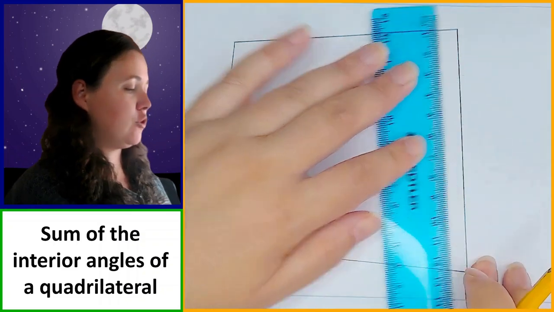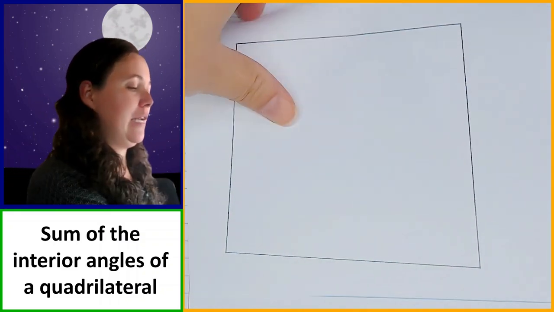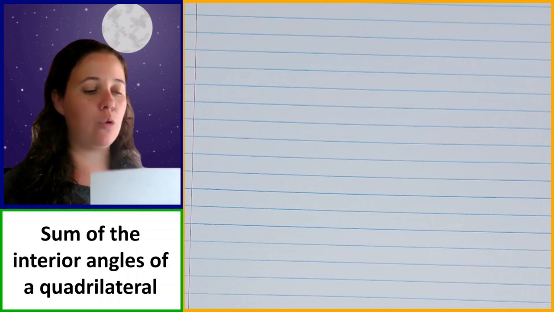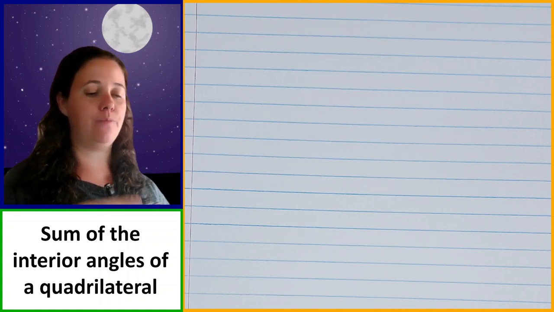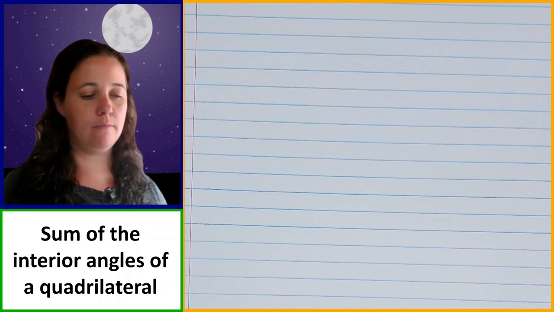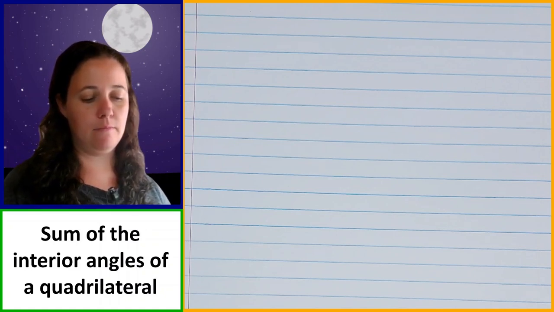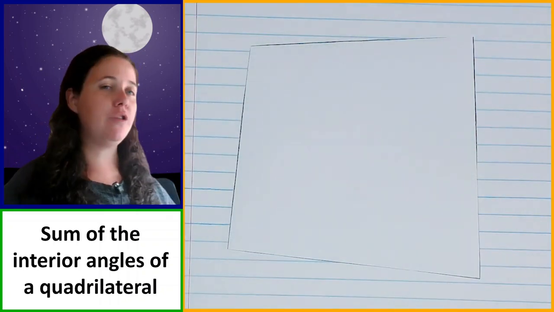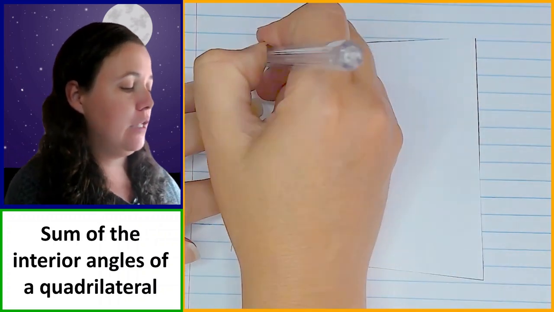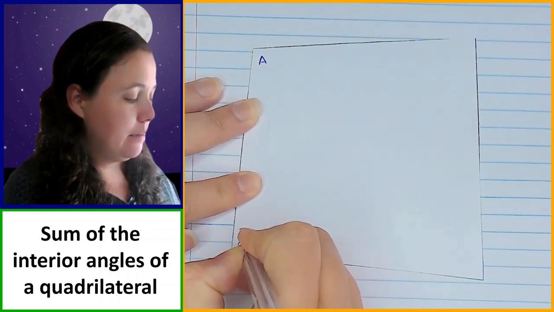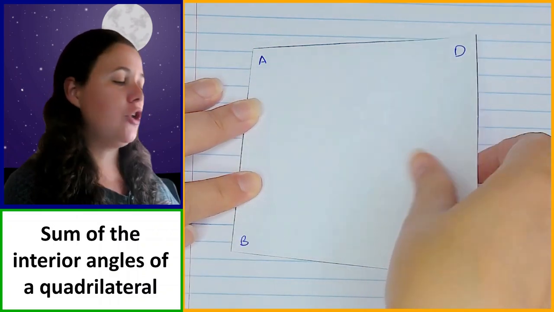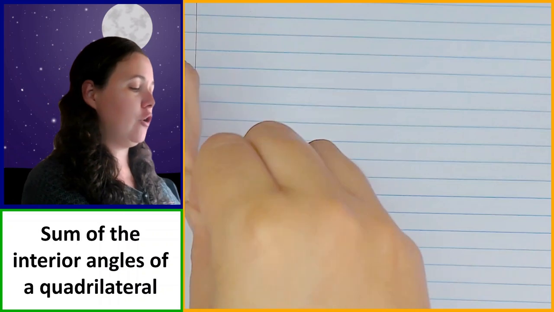Okay, so here I've got my quadrilateral, and I'm going to cut that out quickly. Try and cut it out as neatly as you can along the lines, otherwise this won't work as well as it should. There we go. Now once you've cut out your quadrilateral, I want you to label all of the angles in that quadrilateral A, B, C, and D. So inside the angles, you're going to write the letters A, B, C, and D. And now you're going to take it and tear off each of those corners.